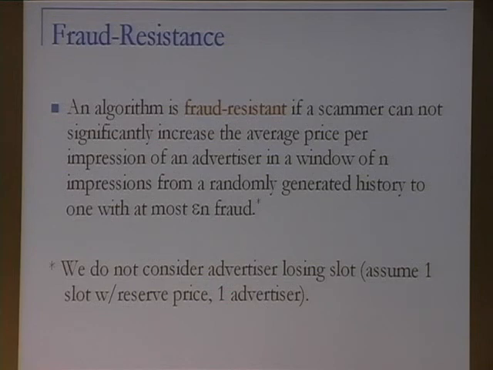Basically, what I'm going to assume in the rest of this talk is that I have just one slot with a reserve price P. Okay, and I'm not considering the kind of fraud that causes an advertiser to fall off this slot. I have just one advertiser, it's always going to be shown in this slot. Can I generate a sequence of clicks on this advertiser to increase his price per impression beyond P?